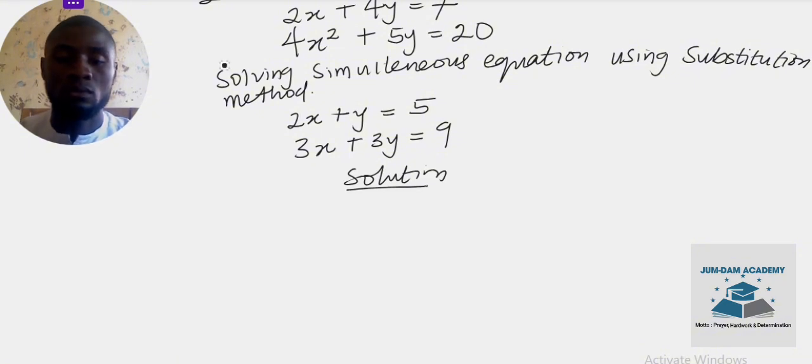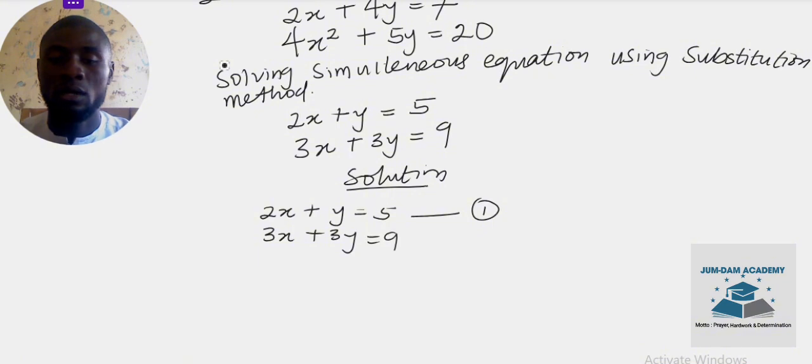2x plus y equals 5. I'll take it as my equation 1. 3x plus 3y equals 9. I'll take it as equation 2. So the first thing I will do with this is form my third equation. That is, form equation 3.